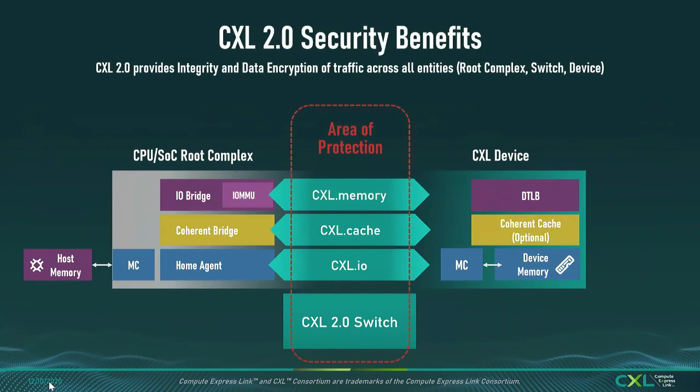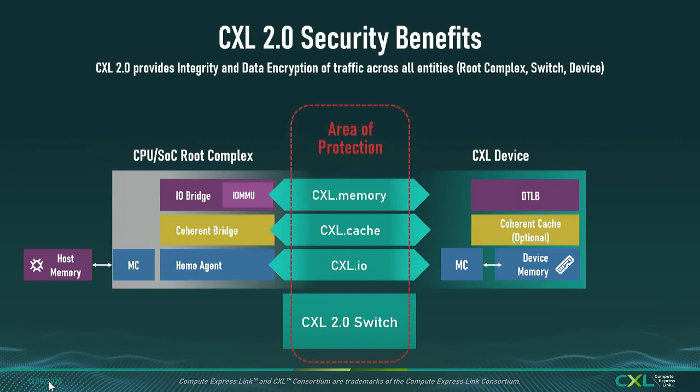So CXL 2.0 enhances the security mechanism from CXL 1.0 and 1.1. We still retain the security that is provided by the IOMMU TLB, the device TLB. What we have added is link encryption across all three protocols, and CXL switches are also covered under those security enhancements of 2.0.